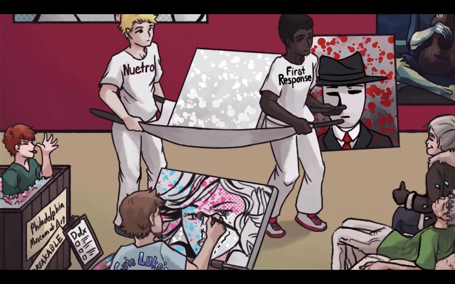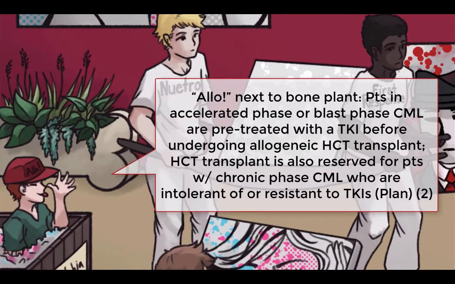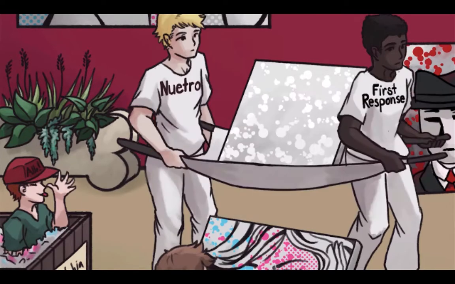chronic phase CML. CML in accelerated phase or blast crisis is much more difficult to control. These patients are typically pre-treated with a tyrosine kinase inhibitor to revert them to a chronic phase before undergoing allogenic hematopoietic stem cell transplantation. Allogenic means the stem cells come from an HLA-matched donor, versus an autologous transplant in which the donor's own stem cells are transplanted.